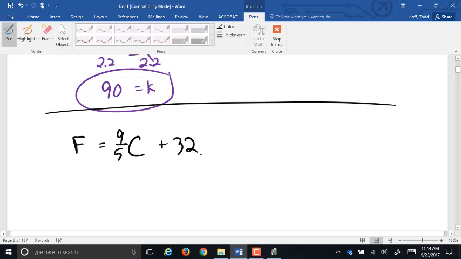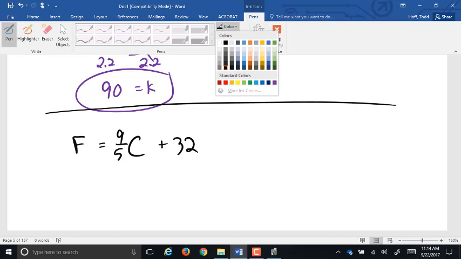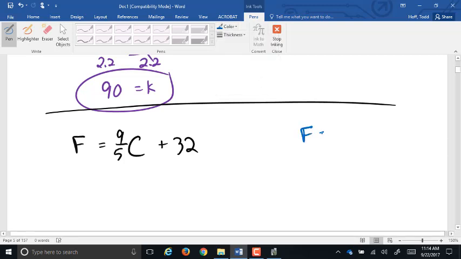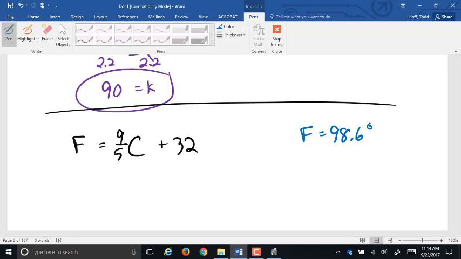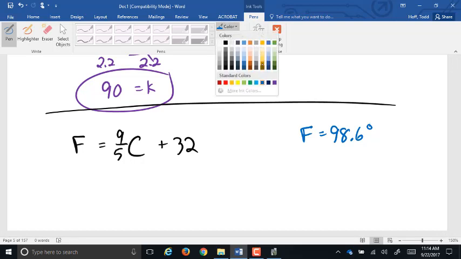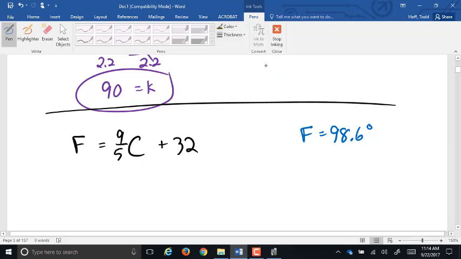You might be given something like this. Your Fahrenheit temperature is 9/5 times your Celsius temperature plus 32. If I tell you that the Fahrenheit temperature is 98.6, hopefully you guys recognize that one. Human body temperature, yeah. What would that temperature be in Celsius? I'm going to give you guys a second. Plug that in and figure it out quick.